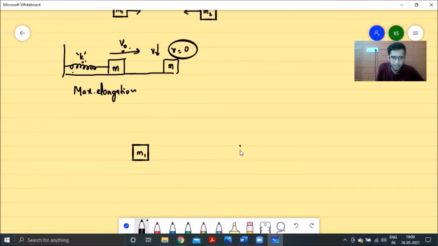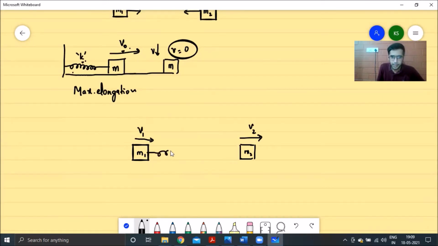So let me consider some instant in between. The initial velocity of block M2 was V0. The initial velocity of block M1 was 0. But now as it starts moving, we see that the spring will exert a force on both the blocks. So we know that this will have a different velocity now. Let that velocity be V2. And this will also gain some velocity now. Let that velocity be V1. So I'm taking some instant in between.